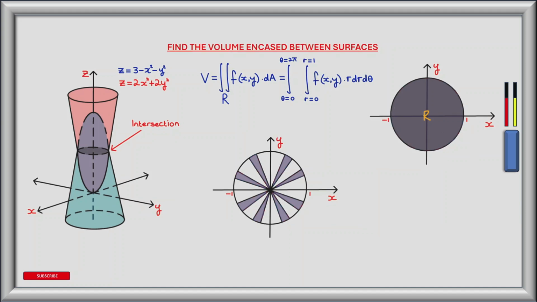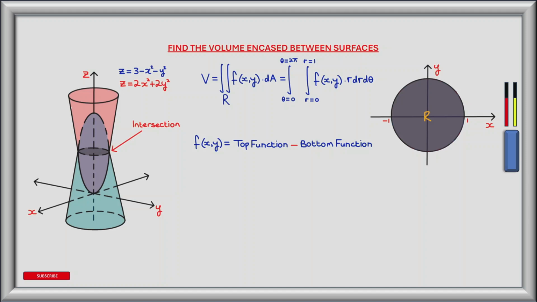Now we understand the region when we rotate about theta, we can define the limits of integration of the outer integral. The lower limit starts at theta equals 0, and the upper limit is where theta equals 2 pi radians. Now let's deal with the height component f of xy. We have two functions between which we are calculating volume. We need to subtract one function from the other to determine the height component. To facilitate this, we need to work out which of the two is larger when x and y are 0. So which is the top function and which is the bottom function?